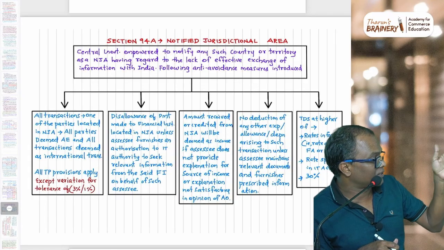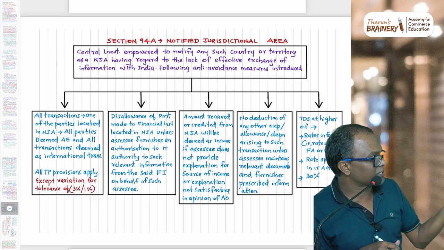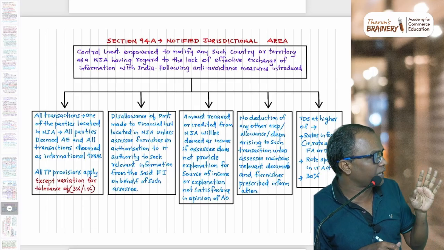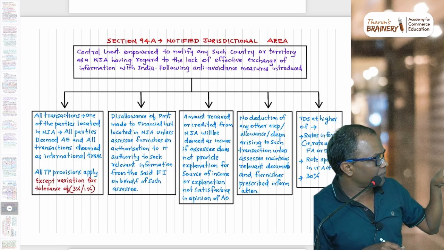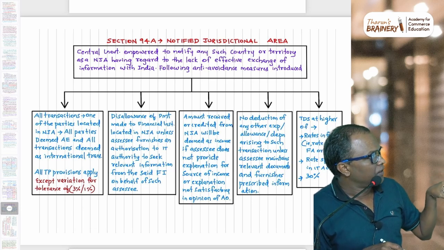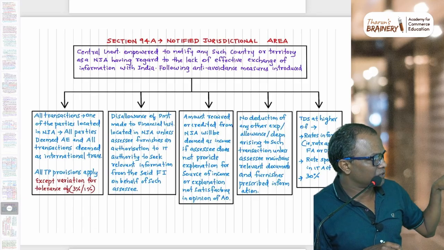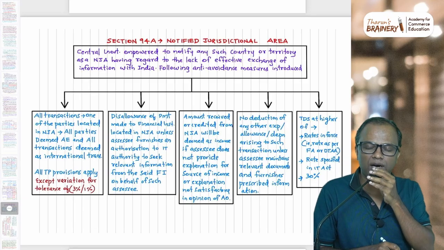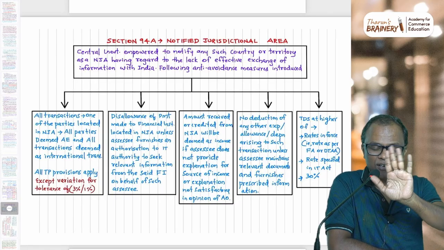Actually, it is outside the TP provisions, but it is related to TP. This is also an anti-avoidance measure. Transfer pricing is also an anti-avoidance measure. So 94A says a person in India should not make transactions with a person located in a notified jurisdictional area. So far, no country has been notified.